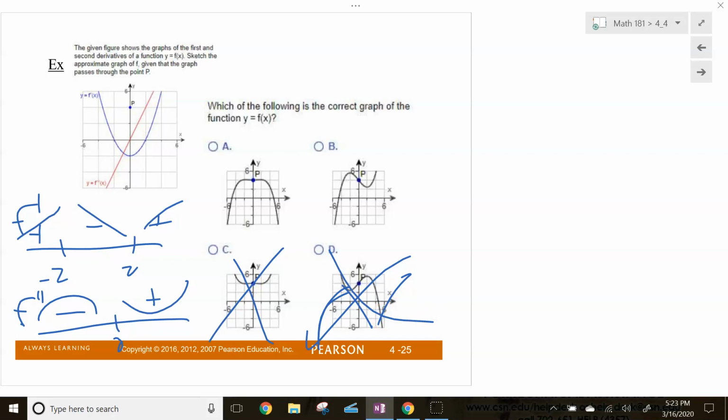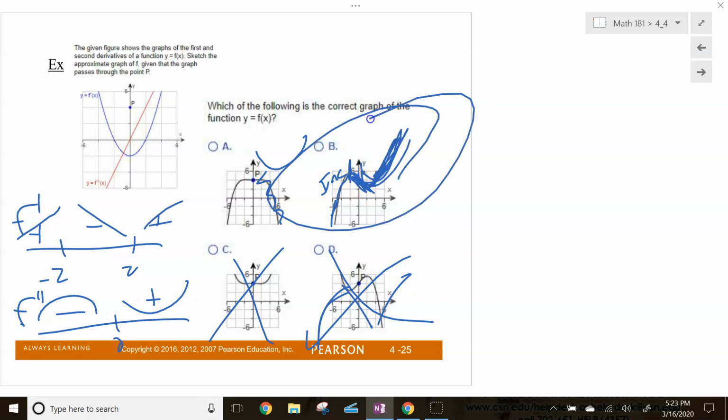Now we've got to be concave down until 0, and then concave up after 0. This is not concave up. Okay, let's check this one. Do we increase and are we concave down? We're concave down to 0. We increase until -2. Sure enough, we increase. And then we decrease in between here, and then we increase after. And we're concave up after 0. Sure enough, that's the one right there.